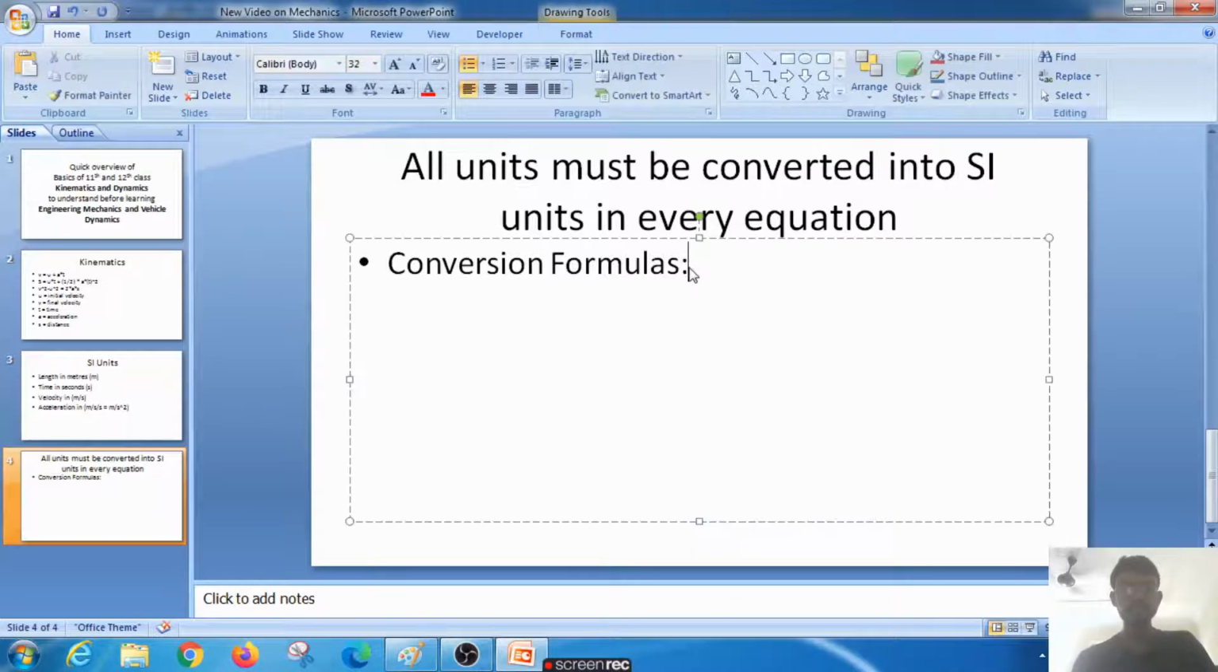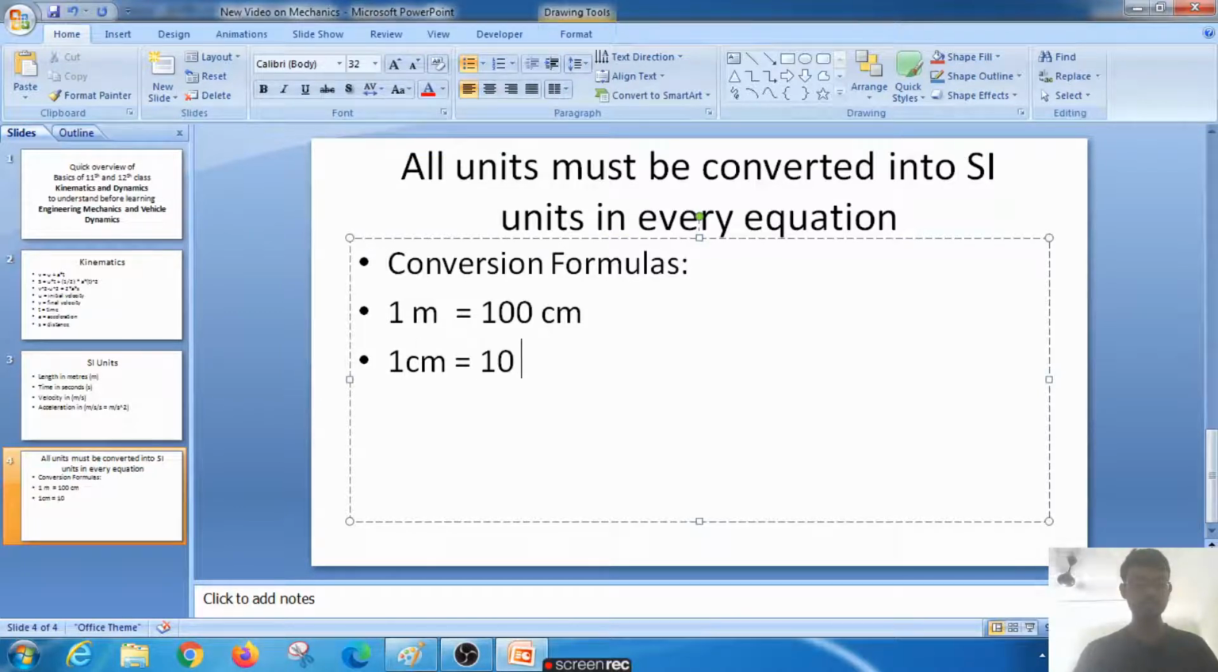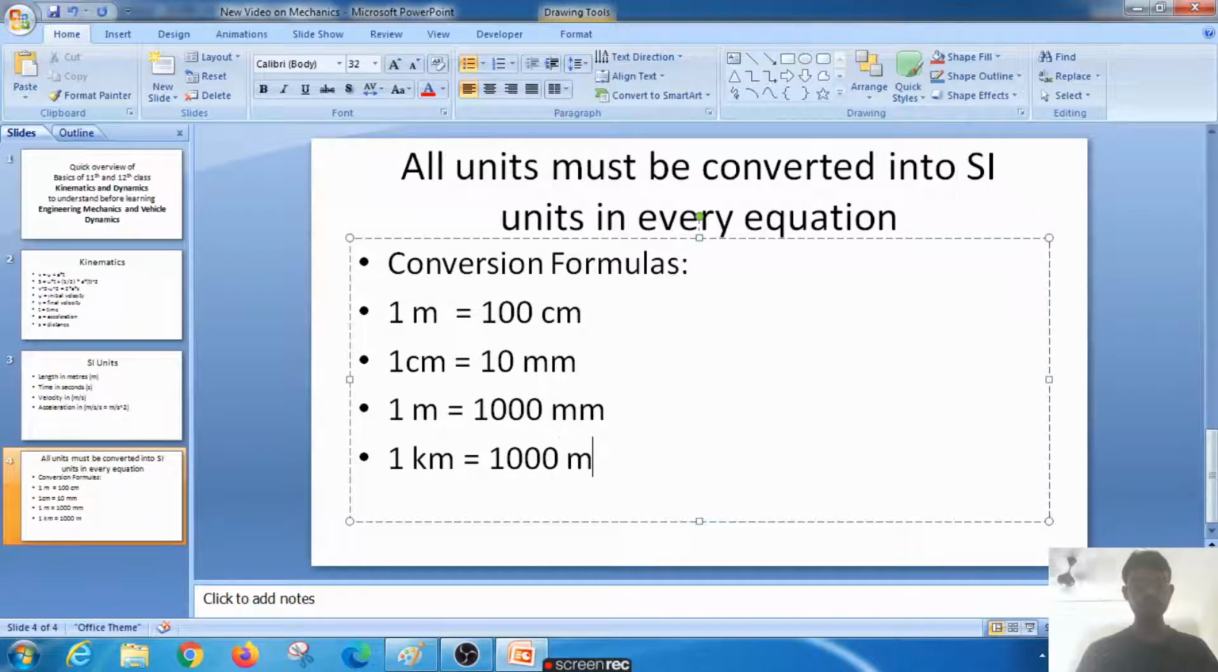And the thing is, in any problem, the quantities will not always be given in SI units. So that means you need to understand all the conversion formulas. That is, 1 meter is equal to 100 centimeters, 1 centimeter is equal to 10 mm, 1 meter is equal to 1000 mm, and 1 kilometer is equal to 1000 meters, right? So either the question will be given in kilometers or centimeters or millimeters. You have to convert them into meters.